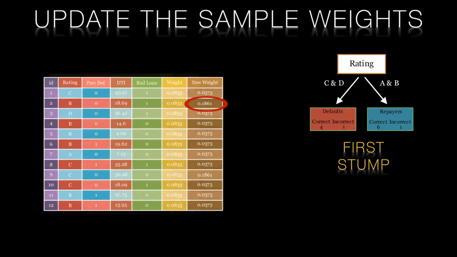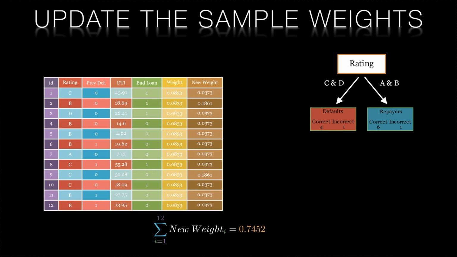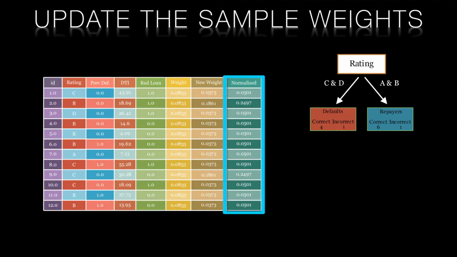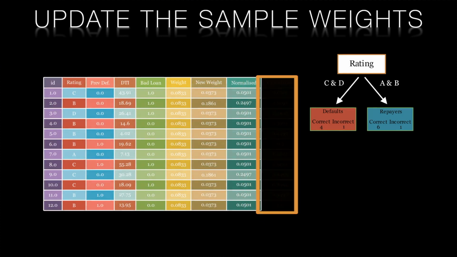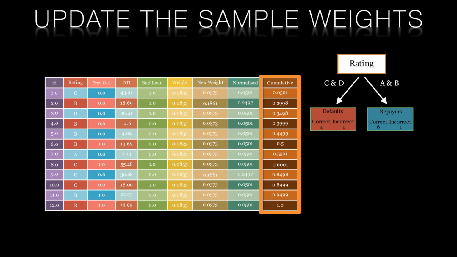We can record these new sample weights in our table. See that the values for records 2 and 9, recall these are the incorrectly classified data, are larger than for the other records. We'll need to normalise these weights so they all sum to 1. To do this, we simply divide by the total sample score, which in this case is 0.7452. This results in the normalised new weights you see in the table. We can then place these normalized weights into a cumulative distribution. Once this is done, it's a simple matter to generate a new bootstrapped dataset.